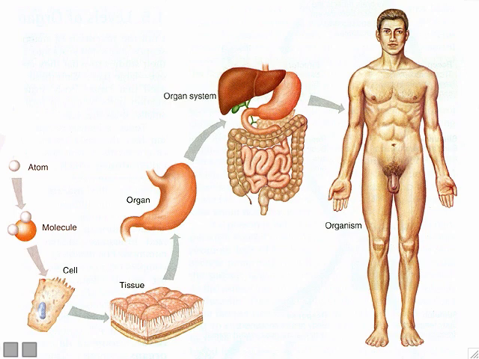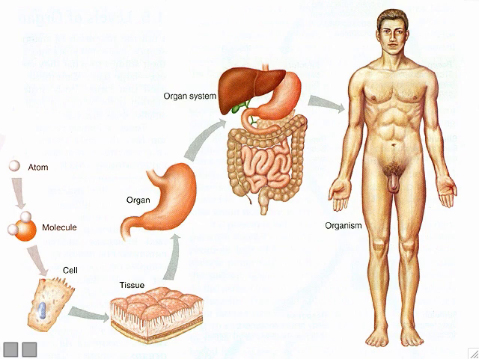And incidentally, a tissue is always named after the type of cells that it's made out of. So a muscle tissue is made out of muscle cells, and nervous tissue is made out of nerve cells. So tissues are named after the cell type that makes up that tissue.